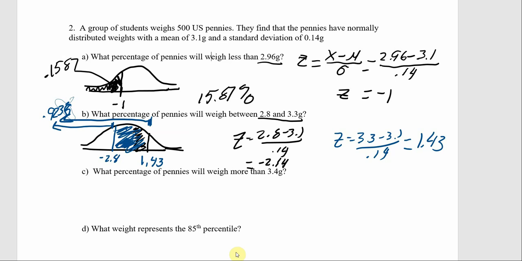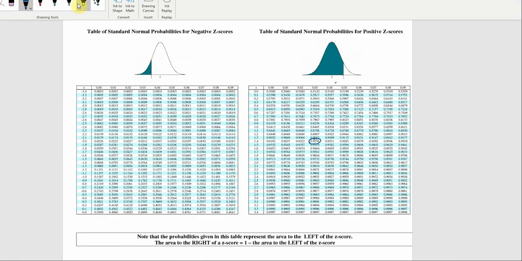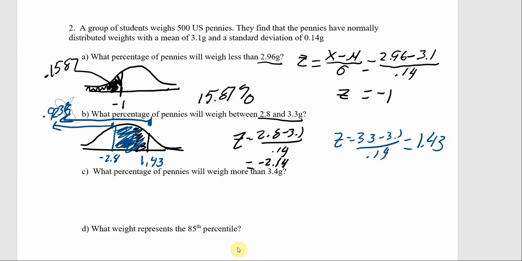All right, so we've got to find a z-score for 2.8. So we're going to go to our chart. No, it's at 2.8 grams, but the z-score, did I have it written on there correctly? It should be -2.14. So that's not my z-score. My z-score here is -2.14.